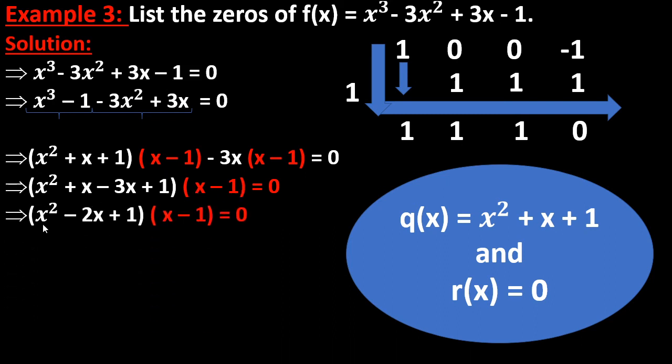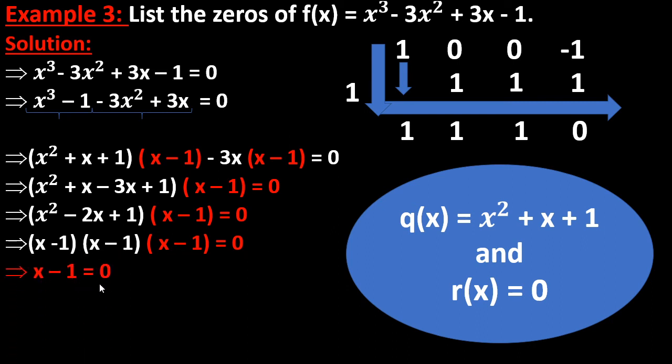So this can be simplified as x squared minus 2x plus 1 times x minus 1 is equal to 0. And x squared minus 2x plus 1 is the product of x minus 1 and x minus 1, and you have x minus 1 here. So this expression is 0 if and only if x minus 1 is 0, and x minus 1 is 0 if x is 1. So 1 is the only zero of f.